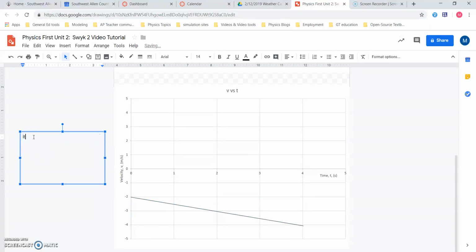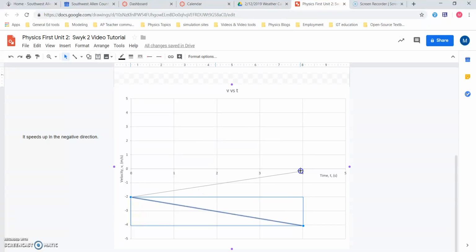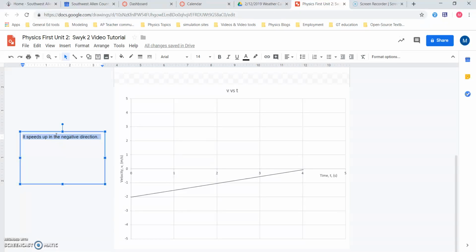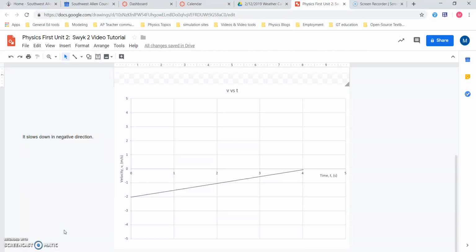Or let's say I had something like this. In that case, I would say it speeds up in the negative direction. Or let's say I have something that looks like that. Well, that would be it slows down in the negative direction. Anyway, so there's lots of different possibilities.